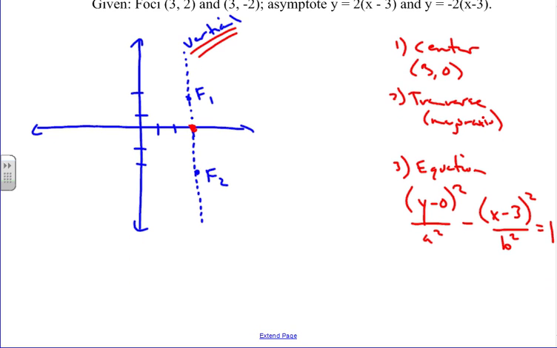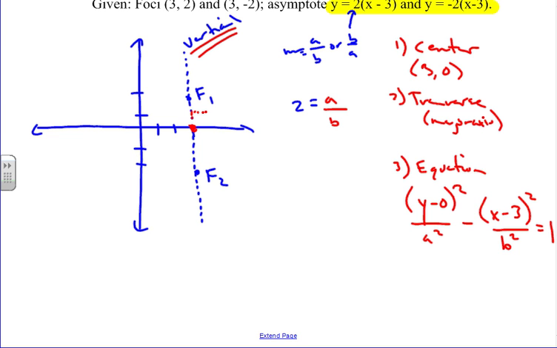Now from here, we're going to look for our a and b values. To do that, we are going to take our asymptotes. To figure this out, we know that our slope is either a over b or b over a. So when I have this, our slope is going to equal 2. When I go about solving this, I think about it as rising, which in this case would be the a value, and running the b value, over b.